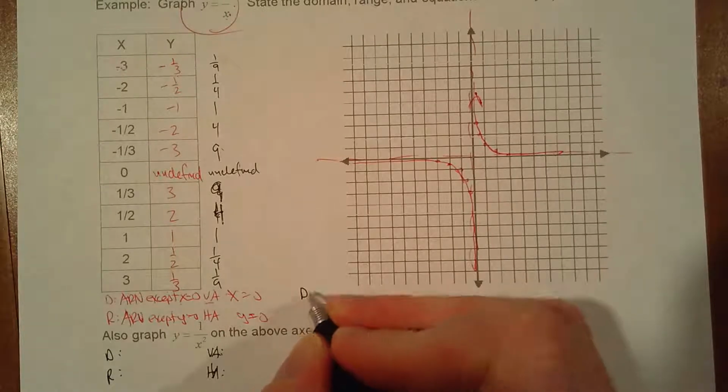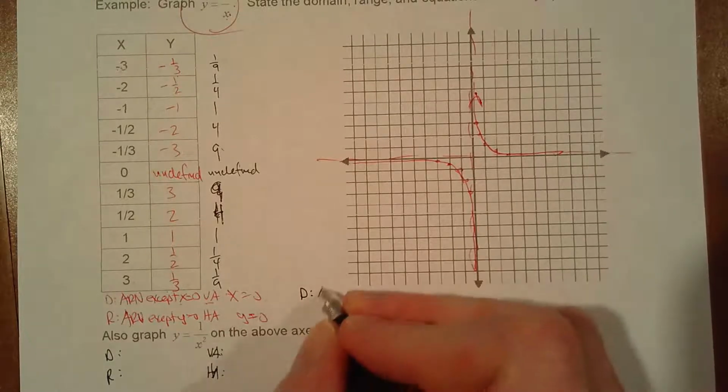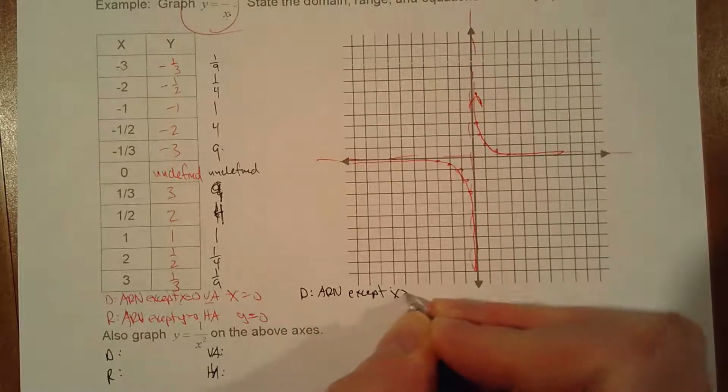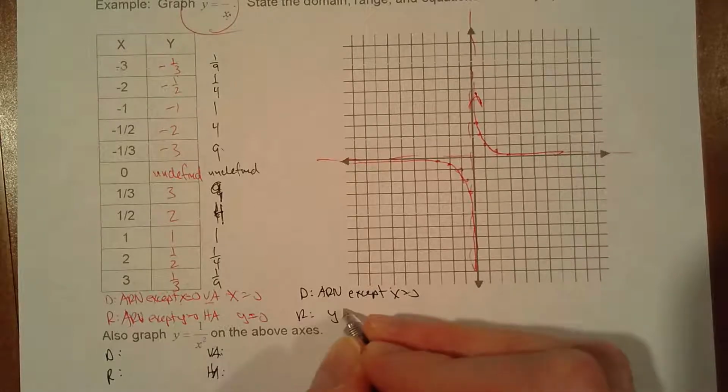So for the domain on this guy, I can plug in anything except for 0. So all real numbers except x equals 0. For the range, this is basically any y greater than 0.